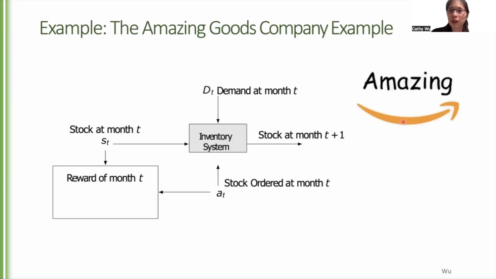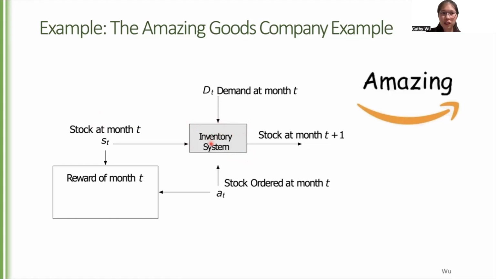So let's talk about the Markov decision process in the context of an example. Here's an example of the amazing goods company. And here's a diagram that depicts what's going on. We have an inventory system. We're going to think about only one type of item, so it's perhaps different from a particular company that you might be thinking of. Just one type of item. Every month, there's some demand for that item.